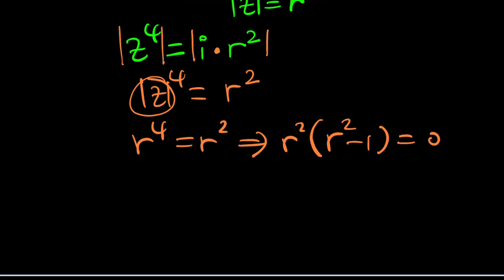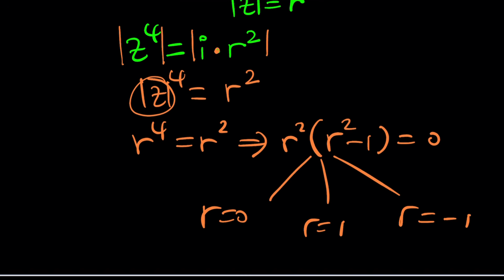From here, you get three solutions: r equals 0, r equals 1, and r equals negative 1. But r is greater than or equal to 0. It can never be negative because it's the modulus, the absolute value.